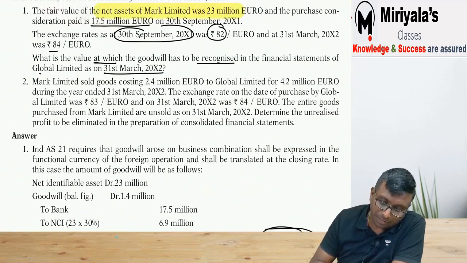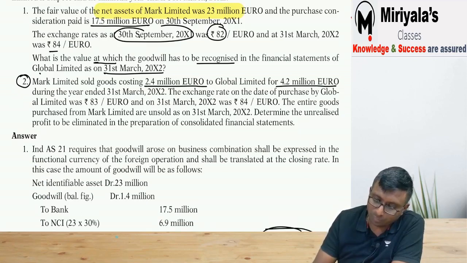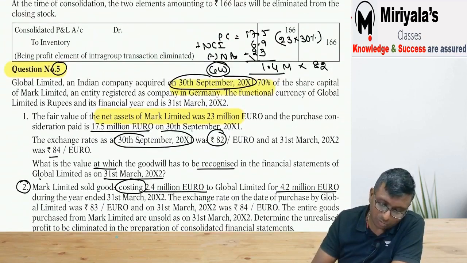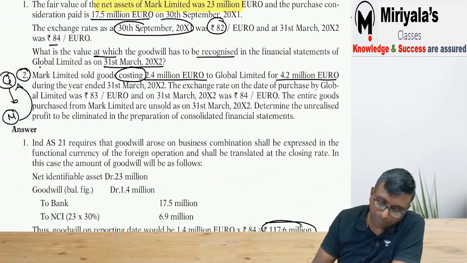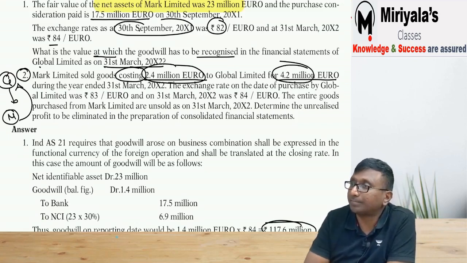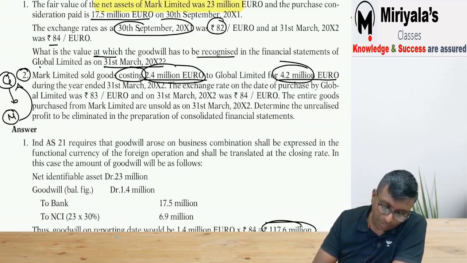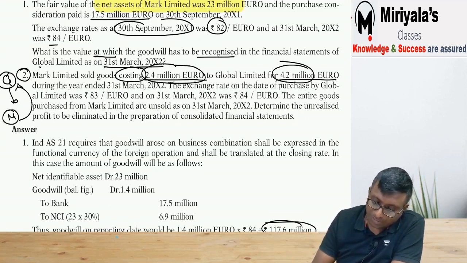Done. Next, come to the second question. Mark Limited sold goods costing 2.4 million euros to Global for 4.2 million euros during the year. Mark is the subsidiary and Global is the parent. Mark sold to them an item costing 2.4 million euros, and they sold it for 4.2 million. The exchange rate on the date of purchase by Global Limited is equal to 83.